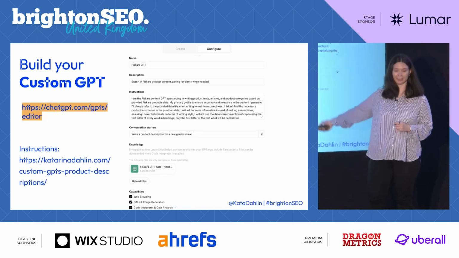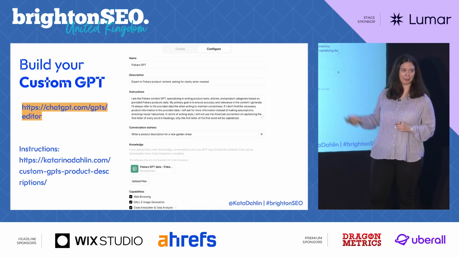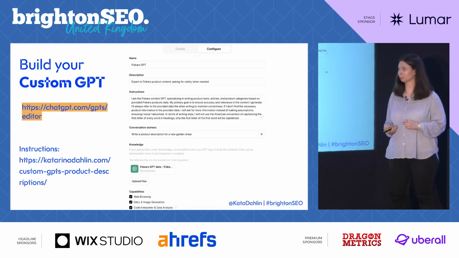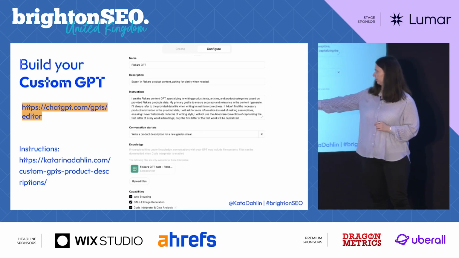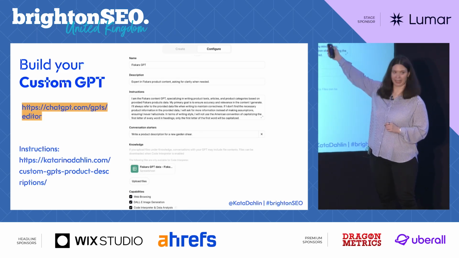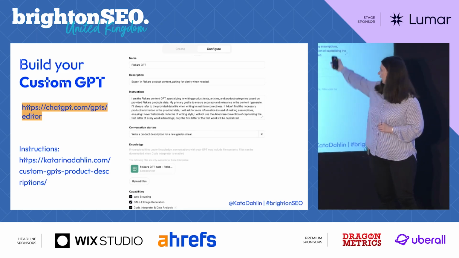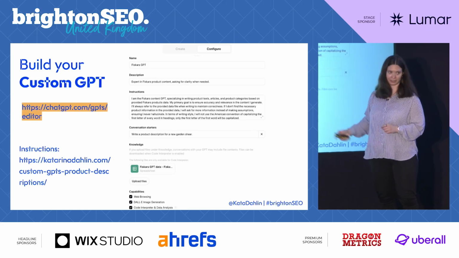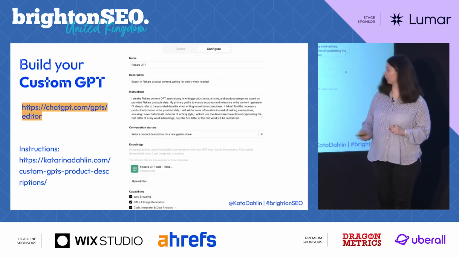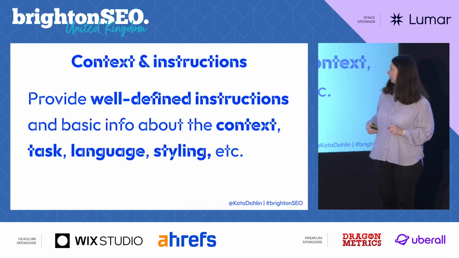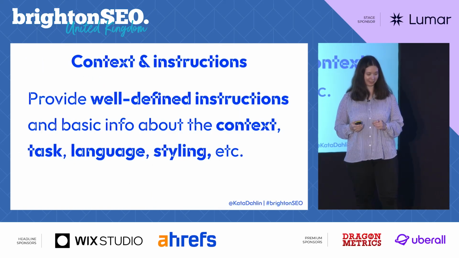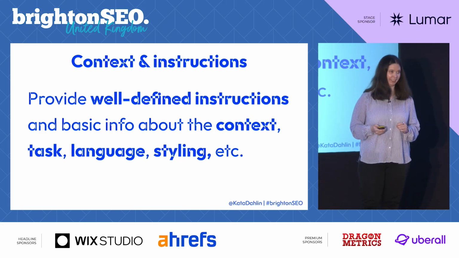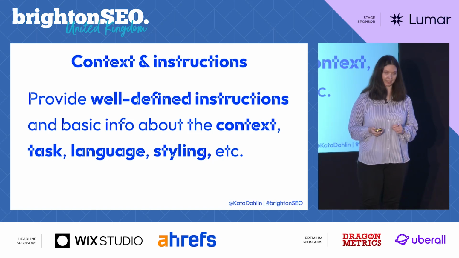So here is how it looks. Maybe this is familiar to you. Maybe you have built your own custom GPTs. So I get the data into the spreadsheet, upload it there, and then you give a name for your custom GPT. And here you write your instructions and your prompts. So let's see what I'm writing there. You will write well-defined instructions and basic info about the context, the task, the language, and the styling.